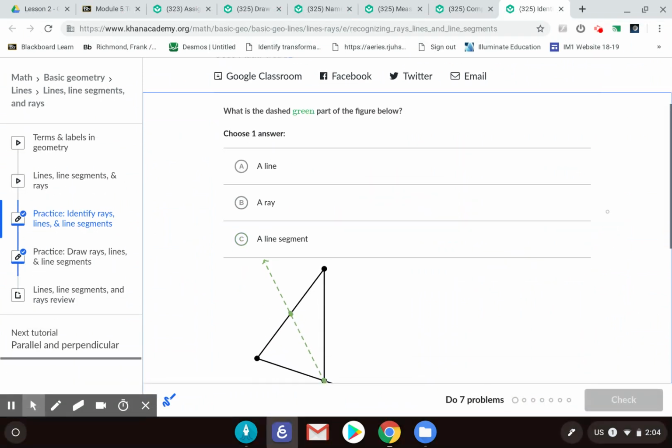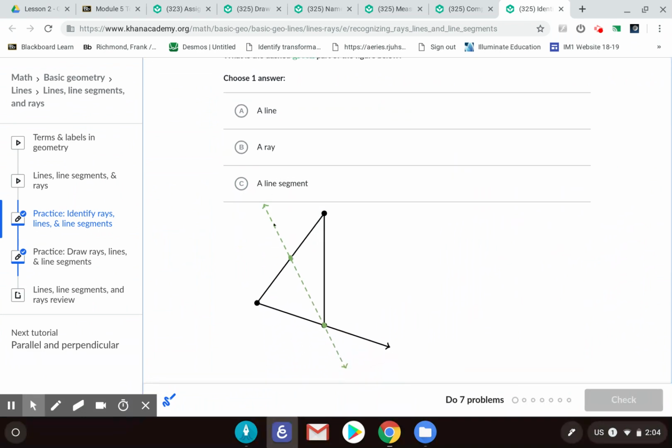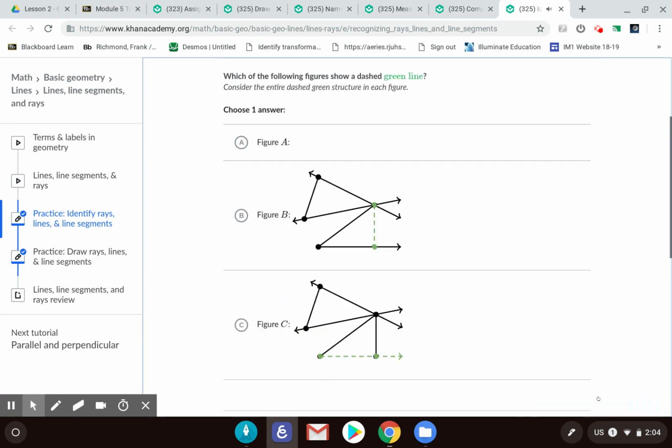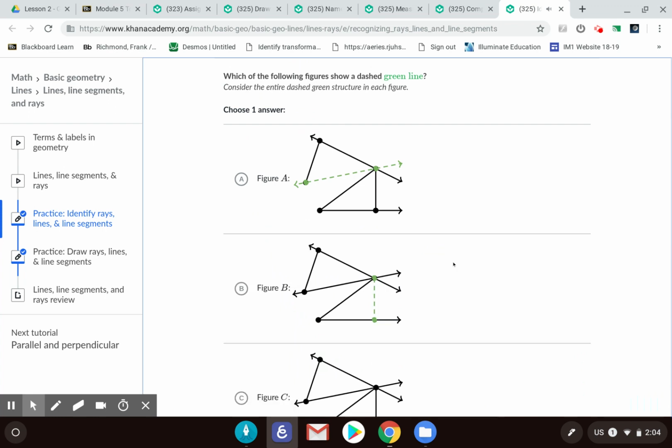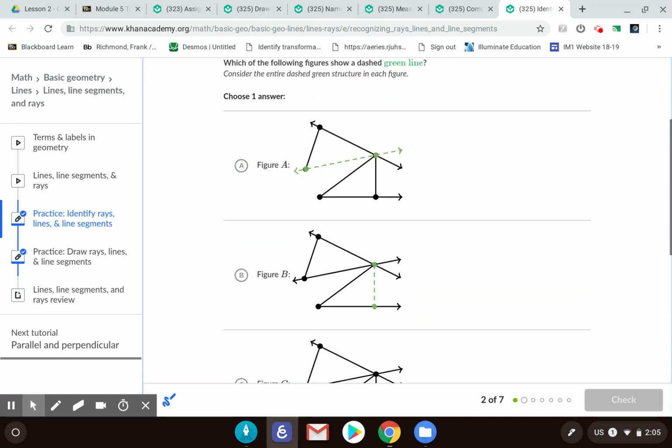In this case, it says, what is the dashed green part of the figure? And we see that it has 2 points, and it's got 2 arrows at the ends of those points. So that would be an example of a line. And then in this case, it says, which of the following show a dashed green line? Not a ray, not a segment, but a green line. So we have 2 points and we have arrows at both ends.